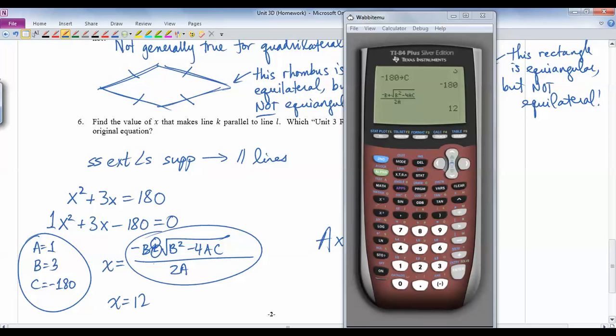Right? We also need the minus version. The nice thing is I don't have to retype that whole thing. I can just come up here, highlight it, hit enter, and it cuts and pastes. And then I'll just scroll over until I get to that plus, and I'll switch it to a minus, and I'll hit enter. Negative 15 is the other answer.